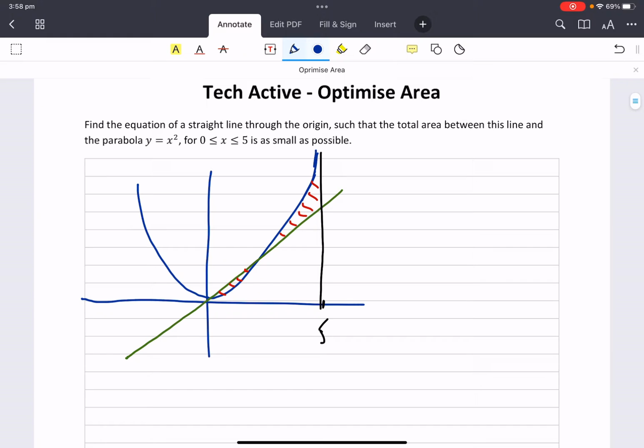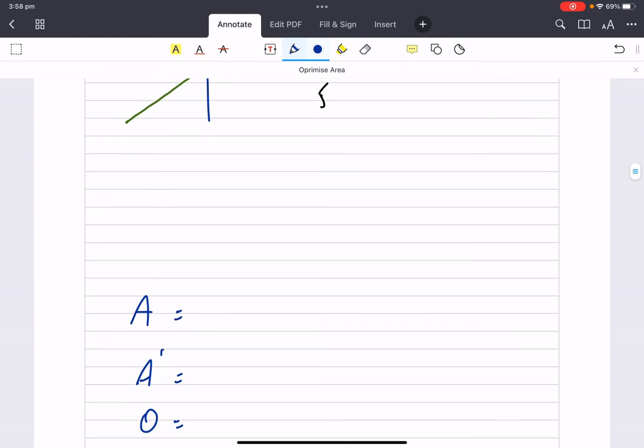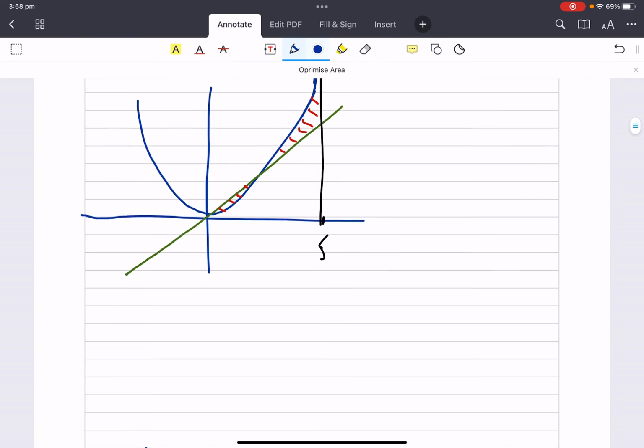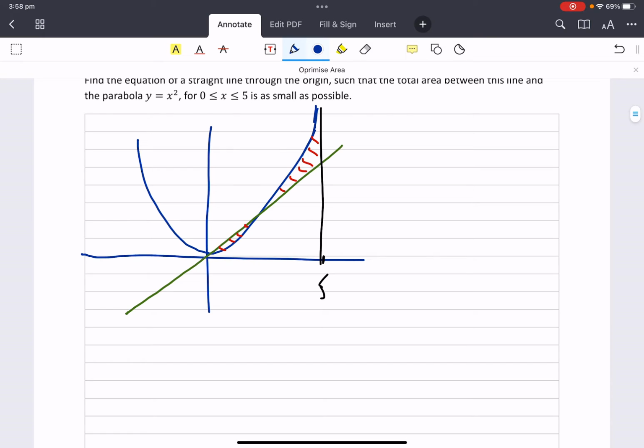Then it's optimization. It's the smallest possible area, so we're minimizing. So I want to get an area function, differentiate it and set it equal to 0. It's pretty well as simple as that, although we need to get the area function. Area.